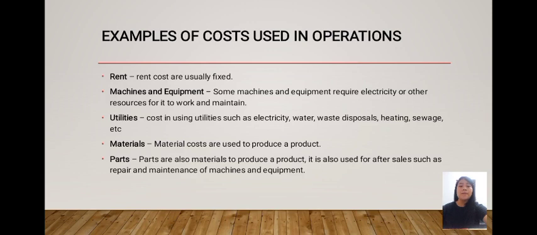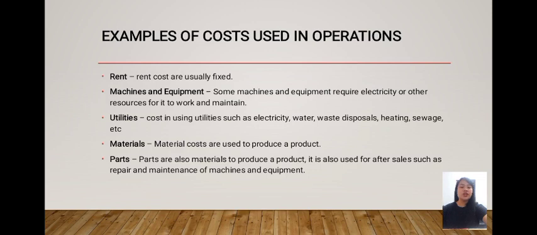The second one is machines and equipment. Some machines and equipment require electricity or other resources to work and be maintained. It means the machinery and equipment used by a manufacturer. Machinery is any mechanical, electrical, or electronic device designed and used to perform some function and to produce a certain effect or result. The next is utilities. Utilities costs include using electricity, water, waste disposal, heating, sewage, and etc. So, ito po yung ginagamit natin for our everyday living.